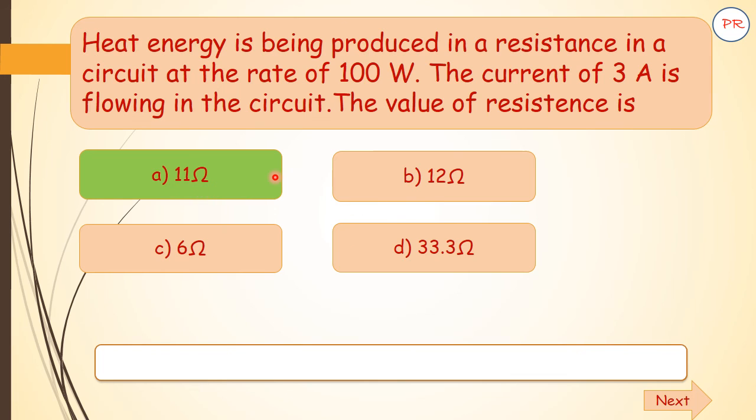Now let us see how it comes. Here is the hint. The formula used is P equals I squared R, where P is the power, I is the current, R is the resistance. So R will become P divided by I squared. I substituted the value of P as 100, I as 3. So this will become 100 divided by 3 squared, which is nothing but 100 divided by 9. So the answer comes out to be 11.111 and so on. So we'll take it as 11. Therefore, the correct answer is A over here.